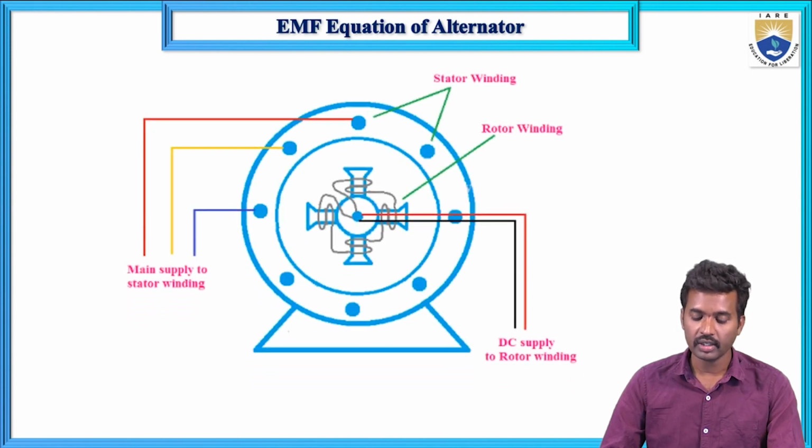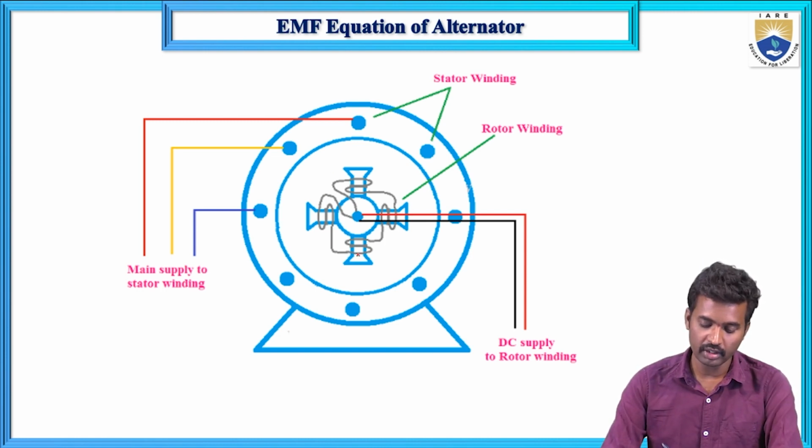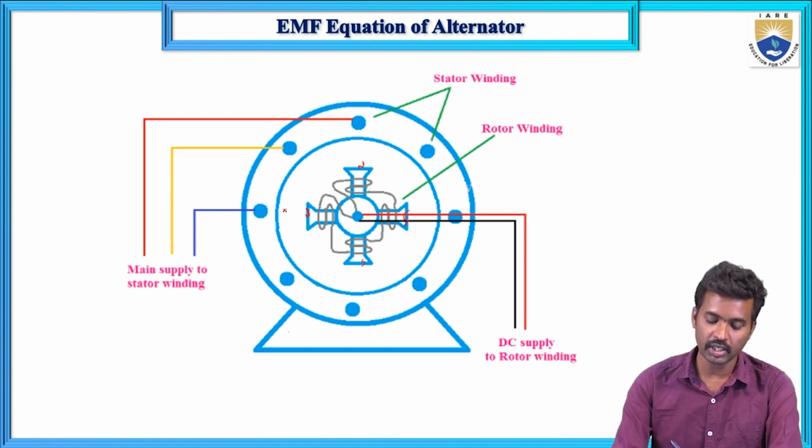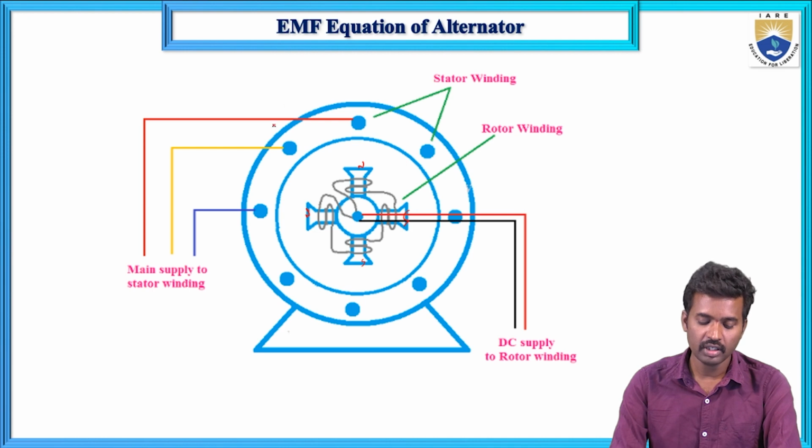Here is the alternator constructional diagram. This is the field winding, the field poles, north pole and south pole, north pole and south pole, and these are the stationary armature conductors. In the case of a DC generator, the magnetic field is stationary, so the diagram would be like this: magnets are fixed and conductors are rotating. Here it is a different case. The magnetic field is rotating and the armature conductors are stationary.